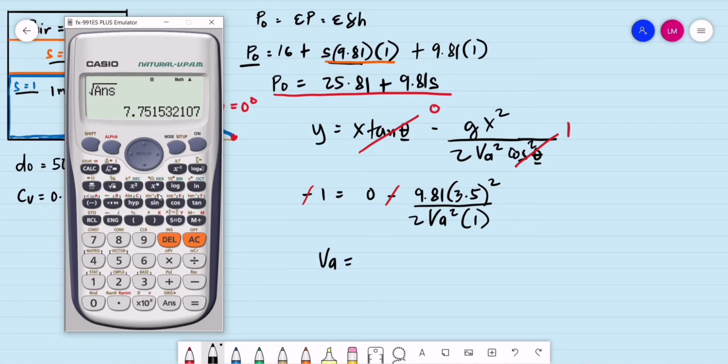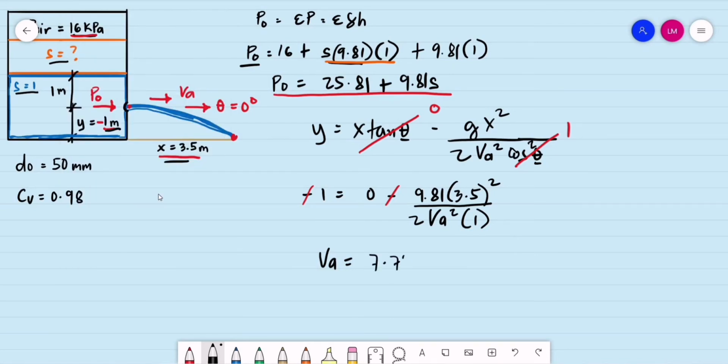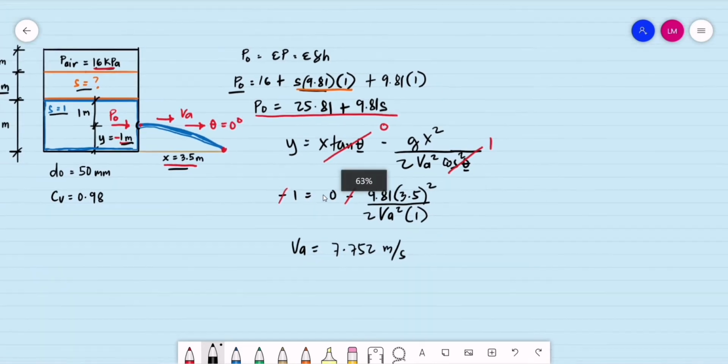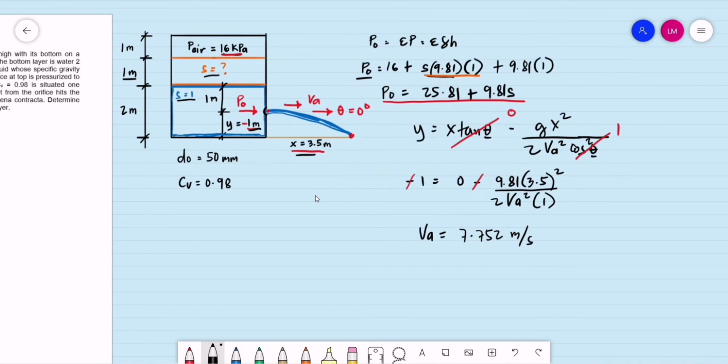That is 7.752. So, 7.752 meters per second. Ayan. So, saan natin gagamitin yan? And bakit siya nagbigay ng coefficient of velocity? Okay, paano ba tayo nagko-compute ng actual velocity?